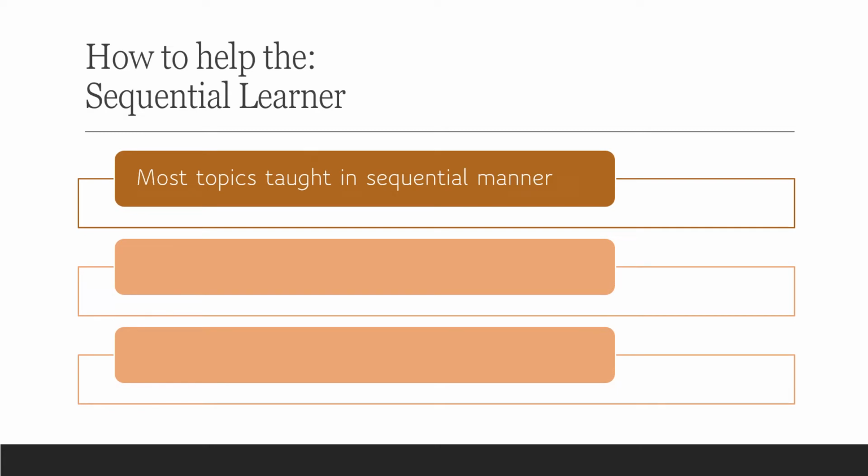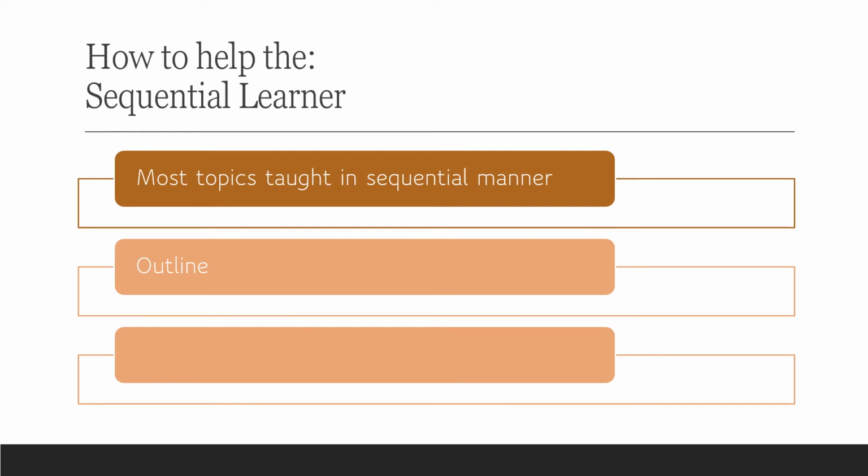The sequential learners really do excel well within school or in kind of formal learning because most topics are taught in a sequential manner. The difficulty, however, is when you have a sequential learner with a global instructor. And this is going to be an instructor that seems to jump around from topic to topic, or they skip steps, and it's going to make it very difficult for the sequential learner to follow them or to be able to remember what they're saying.